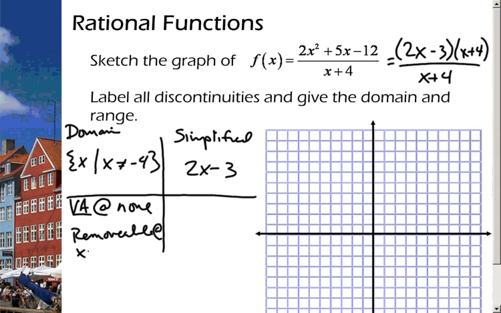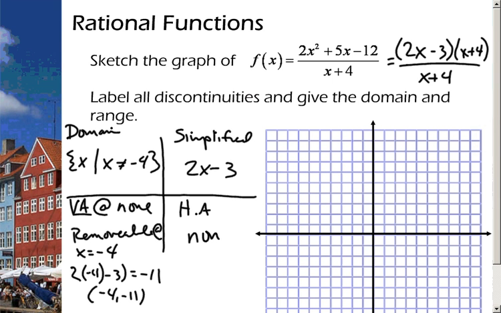Since you have removable discontinuity at x equals -4, what you can do, which is really kind of cool, is I can plug that into the simplified function. So I can go 2 times negative 4 minus 3, so that's going to equal negative 11. So you've got this removable discontinuity at negative 4, negative 11. Because this simplified version, of course, is a line, so it should be pretty easy to grasp. And for your horizontal asymptote, same thing. There's going to be none, because as x goes to infinity, the function goes to infinity. So, interesting stuff, isn't it?